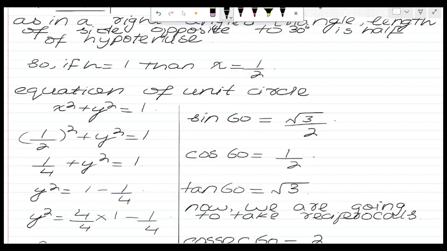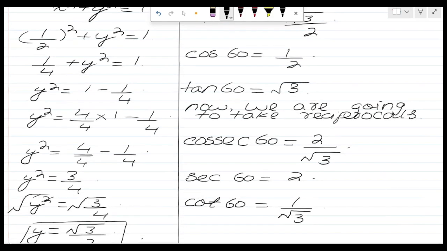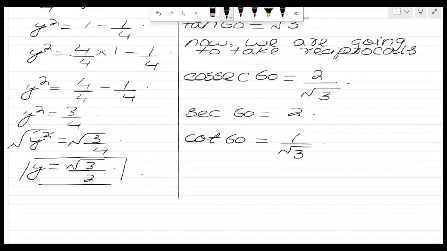Now we have 1 by 4 added with y square equal to 1, so y square will be equal to 1 minus 1 by 4. We will multiply 4 by 4 with 1 to make the denominators the same, so the value of y square will be 3 by 4. If we take the square root on both sides of the equation, the value of y in the end will be root 3 by 2. So now we got the values of x, which is 1 by 2, and y, which is root 3 by 2. Instead of writing P with x comma y, we can just write the true values of P.